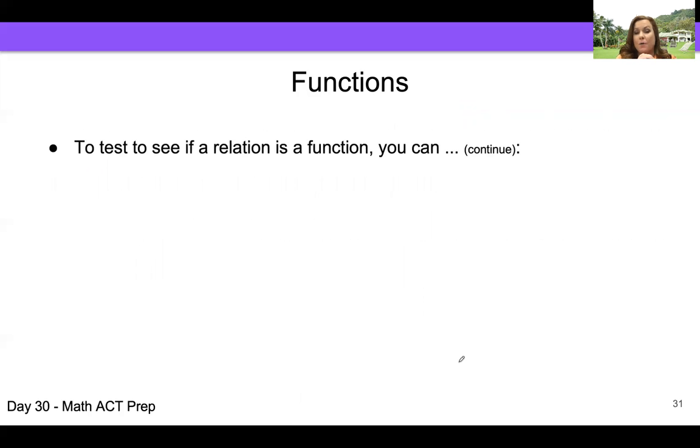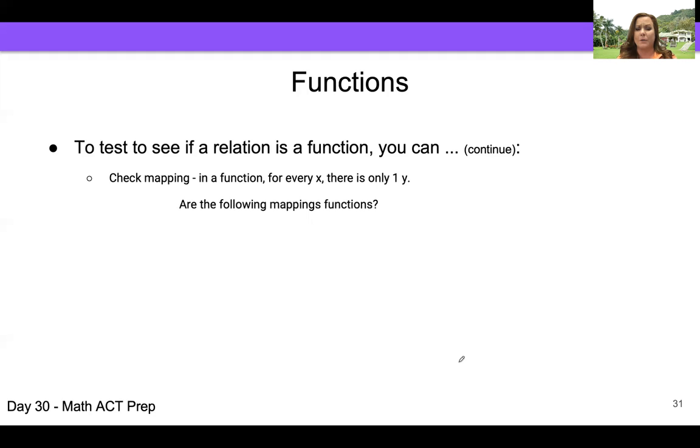Now, what if you don't have the graph? Okay, there's other ways that we can do it. We can check mapping. And when we map, that's basically when we're given, like here, x and y coordinates. Okay, when x is negative 1, y is 2. When x is 0, y is 5. And we're going to keep going. So if I look here, when you do mapping, first thing I'm going to do is check to see if I have an x listed twice. And I don't. Don't have an x listed twice. And there's not two answers here. So yes, this is a function.